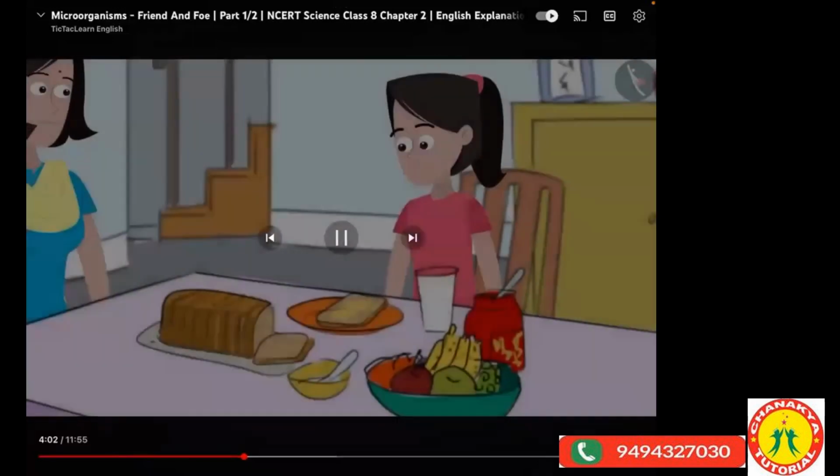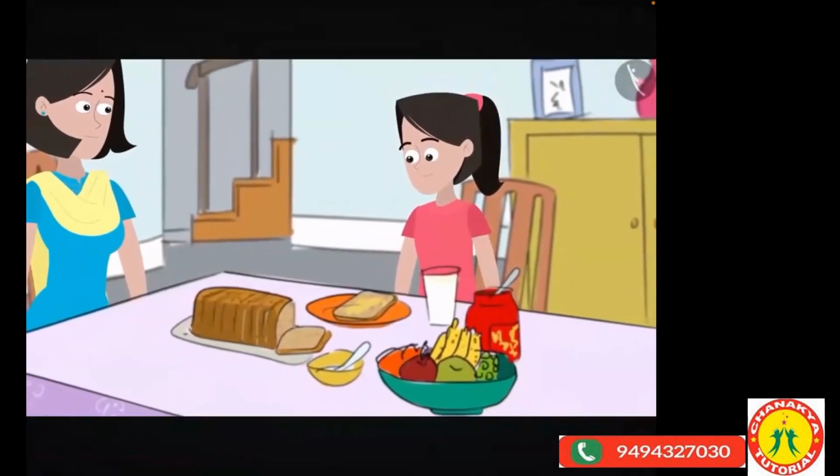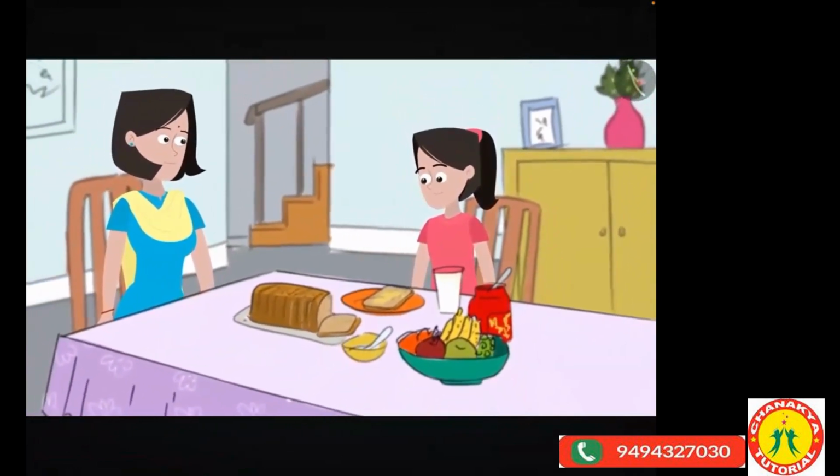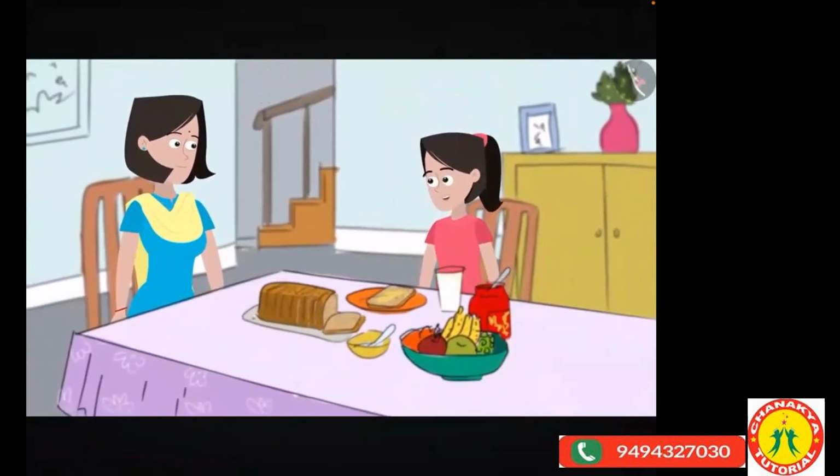So that is how their curd formation will be there, and that is how we can make the different curries out of it. Sanya notices the slice of bread closely and observes the holes on its surface.